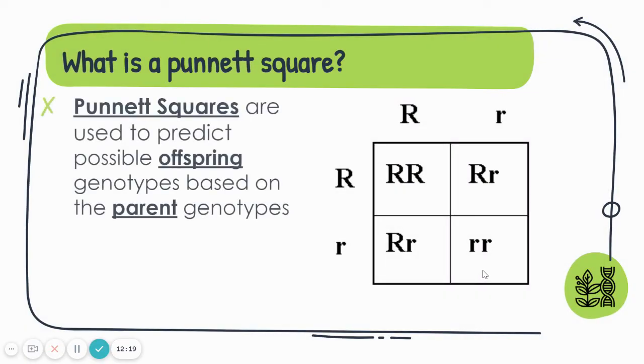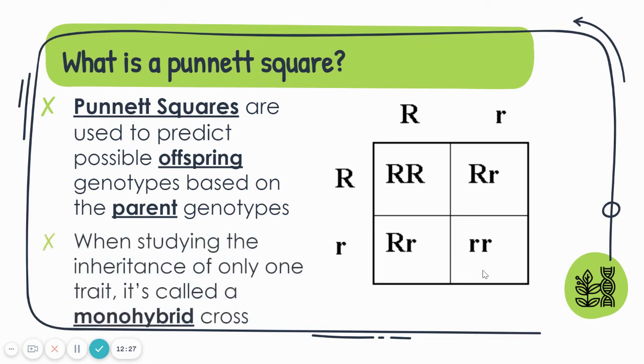So what is a Punnett square? Punnett squares are used to predict possible offspring genotypes based on their parent genotypes. When studying inheritance of only one trait, this is called a monohybrid cross. So with a Punnett square, we can take what genotypes the parent has and predict the possible offspring, right? We can determine like the percent chance of the offspring having certain traits.